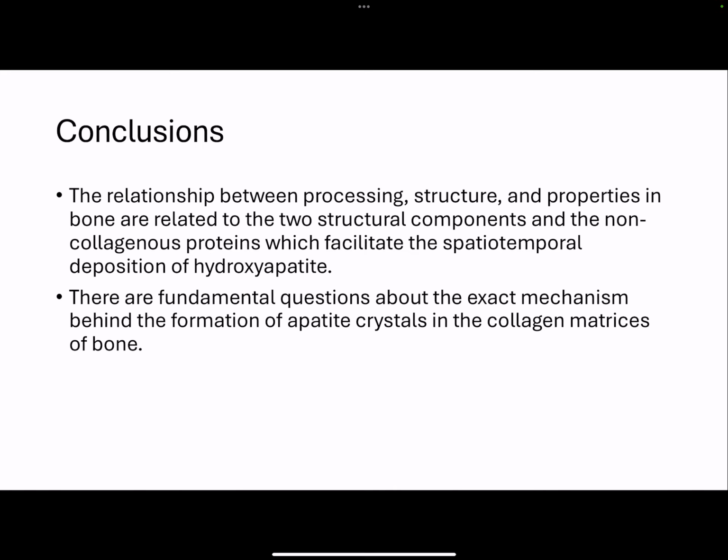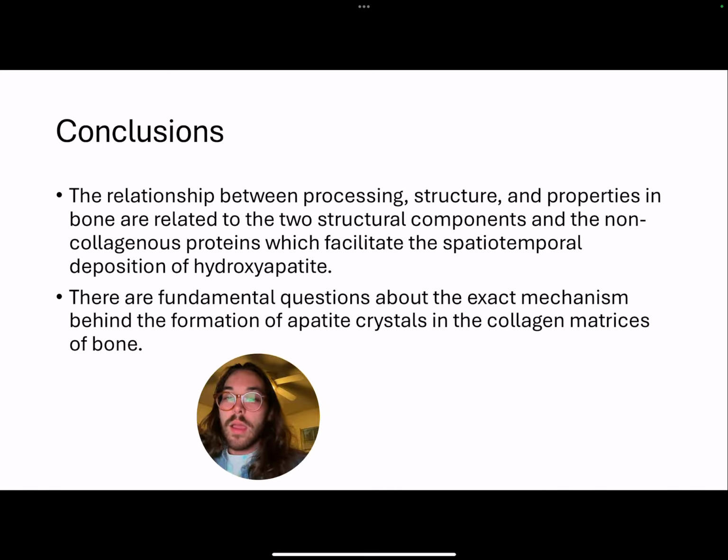So that concludes the portion where I tell you things of my presentation. This is where I tell you what I just told you. So we just talked about how the relationship between structure, processing, and properties in bone are heavily related to our two structural components of collagen and hydroxyapatite, and the non-collagenous proteins, osteopontin, that facilitate the deposition of this mineral over space and time and how it happens. And there are also fundamental questions about the exact mechanism behind the formation of apatite crystals in the collagen matrices of bone. This is still being studied.